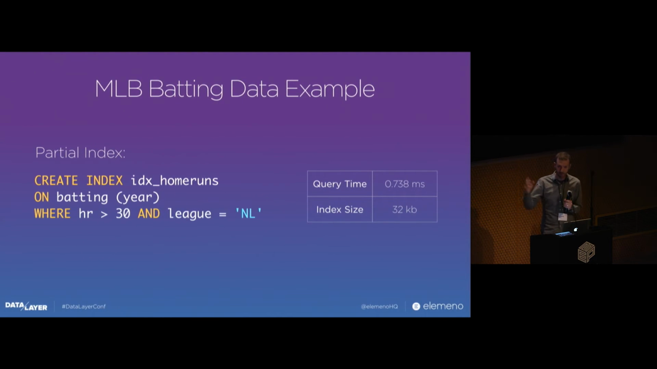Now with a partial index, we're actually able to remove some of the columns from the index because they're now part of our where clause. And we can see that we gain some more performance here. We're now below 1 millisecond at 0.7 milliseconds. And more interestingly, the index size is now only 32 kilobytes. So it's much, much smaller than the full index.